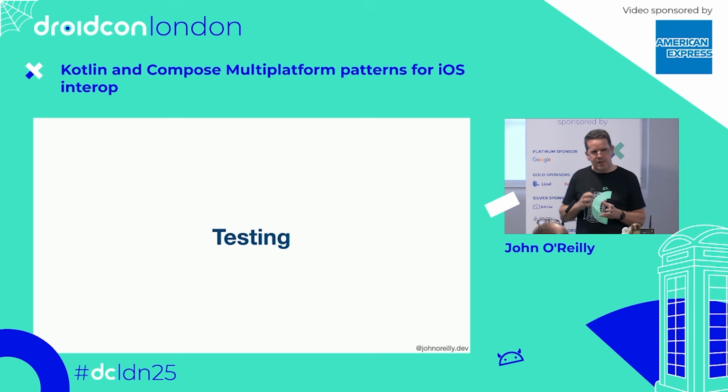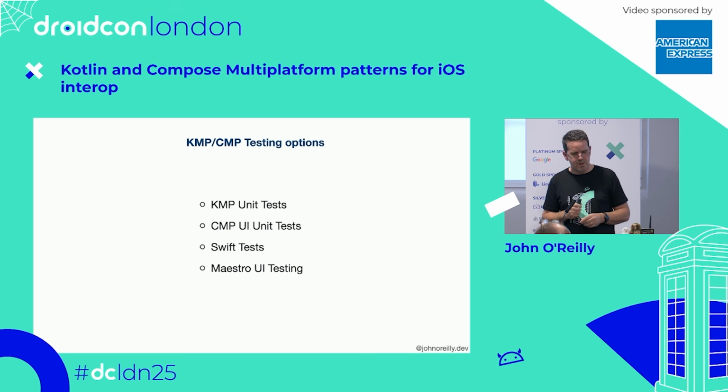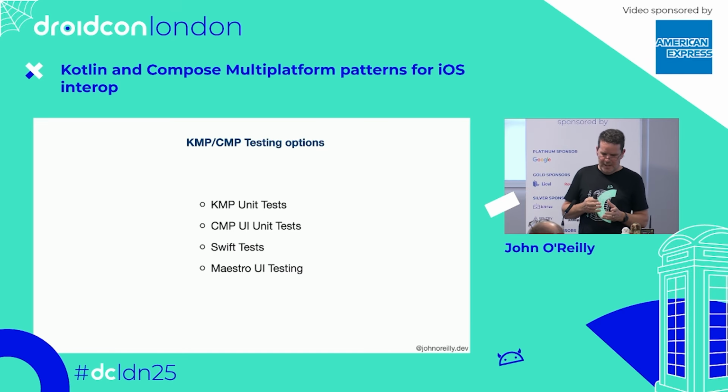Next up, I'm going to take a quick look at some of the testing options available to us for CMP and KMP apps. These options include running KMP unit tests, CMP UI unit tests, Swift tests that invoke shared KMP code, and also I want to show an example of a nice UI testing framework called Maestro that we can use to test both our iOS and Android CMP apps, for example.